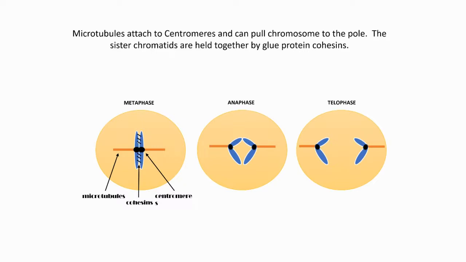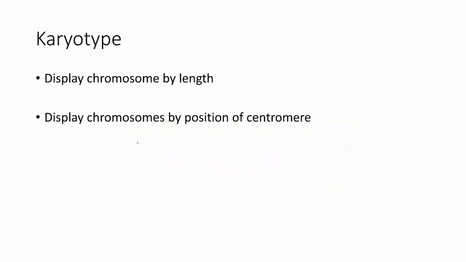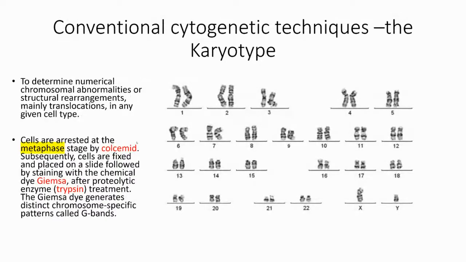condensed in the cell, right? And because the mitotic chromosomes put all the chromosomes together, you can see the shape. So a technique has been developed to examine the chromosome, and this technique is called karyotype. The karyotype can help us display the chromosomes by length, and by the position of the centromere, all right?